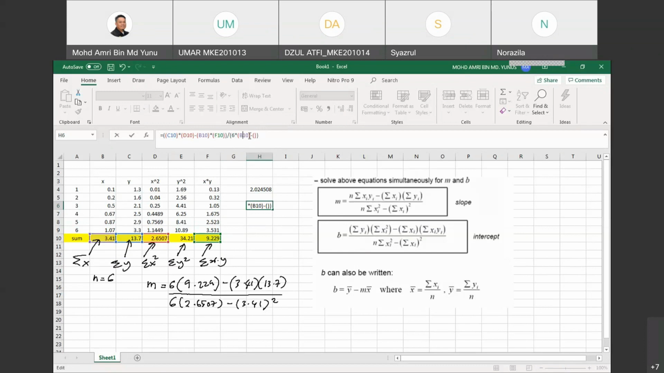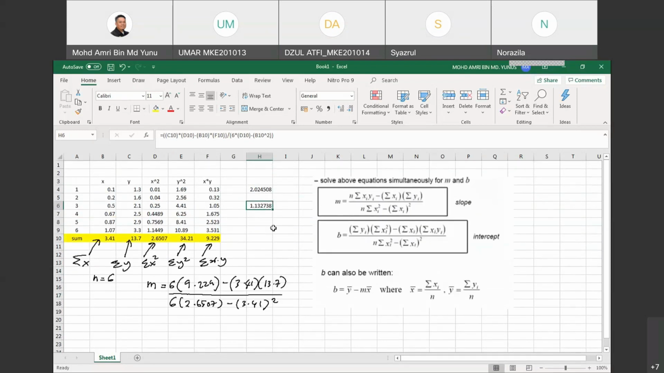No, I think this is wrong. Sum of x square multiply with x square. Okay, so our intercept is 1.132.